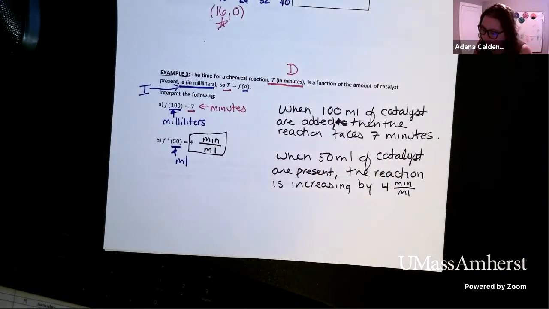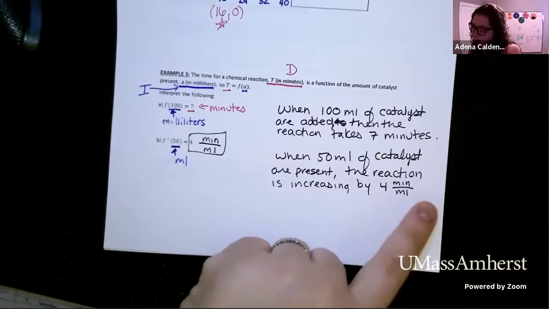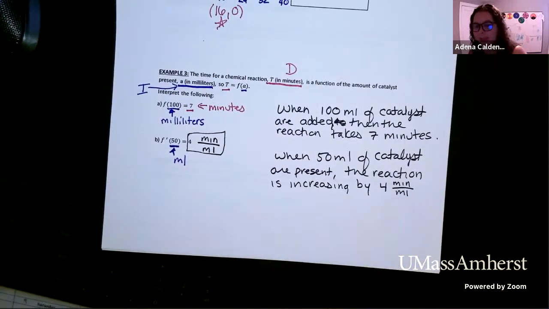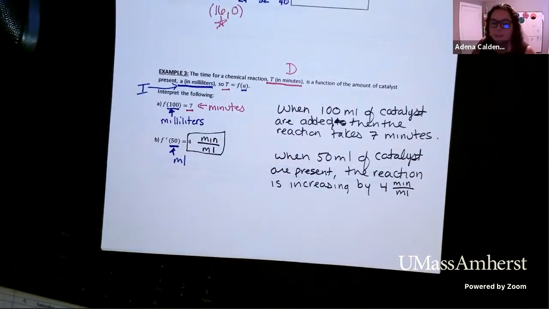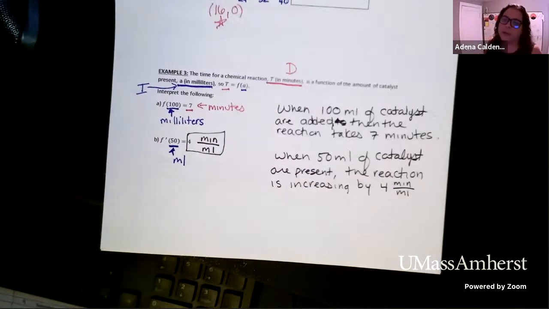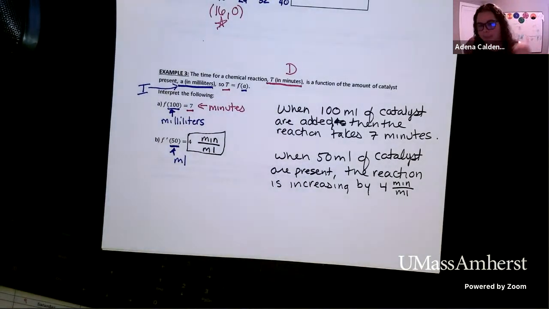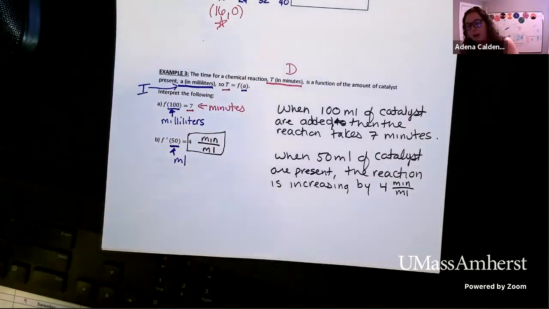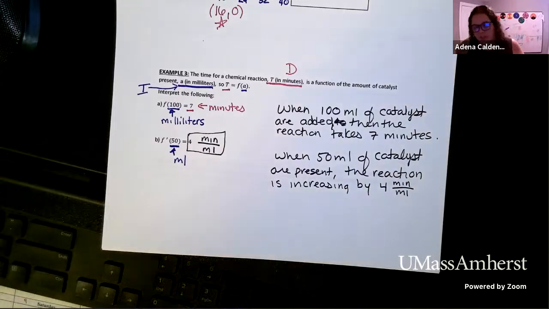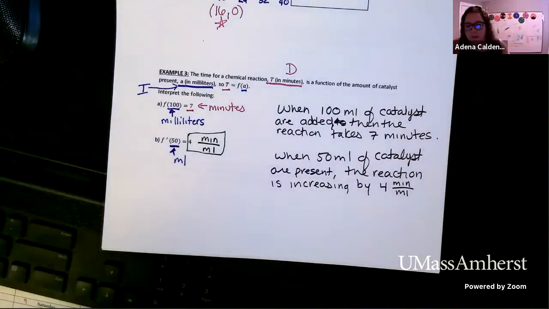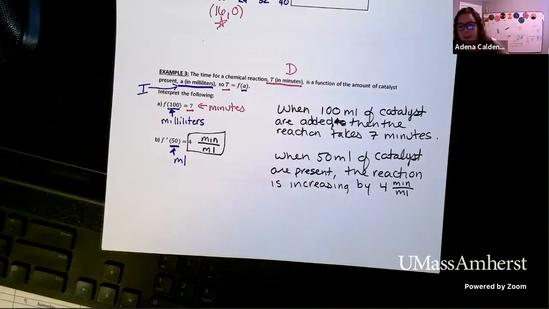So that means if there's 50 milliliters of catalyst and I were to add 1 more milliliter, it would increase my reaction by 4 minutes, right? So it's 4 minutes for every additional milliliter I add. That's what that rate is telling me. So again, the key things I want to group together is that I'm talking about what happens when we have 50 milliliters of catalyst. And then I want to talk about how the reaction is changing in relation to the derivative, which is 4 minutes per milliliter.